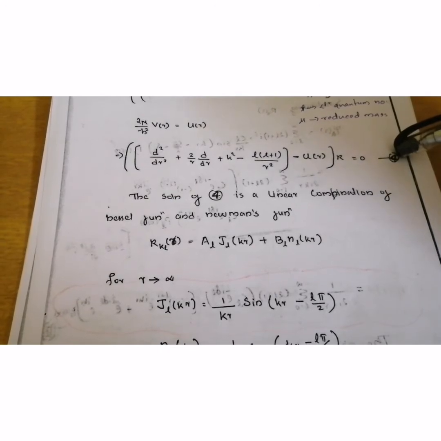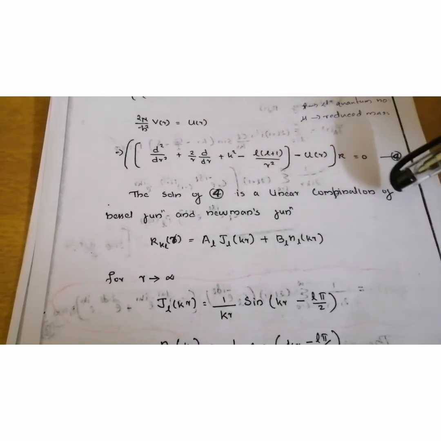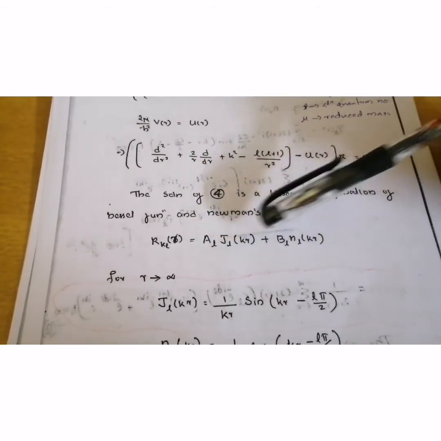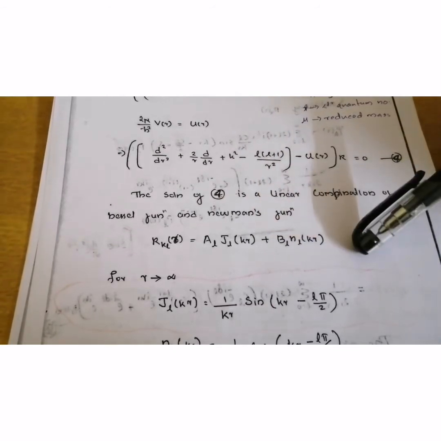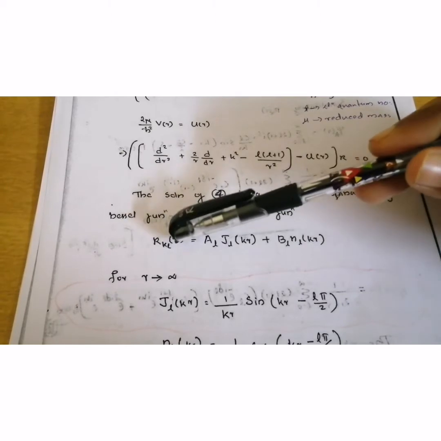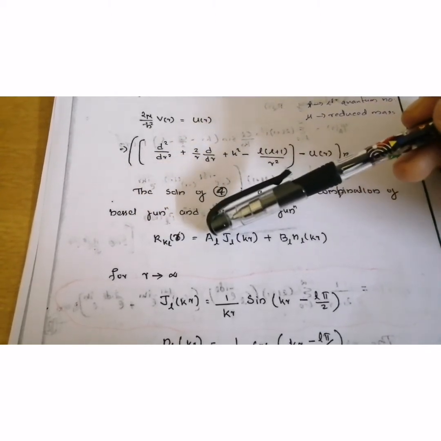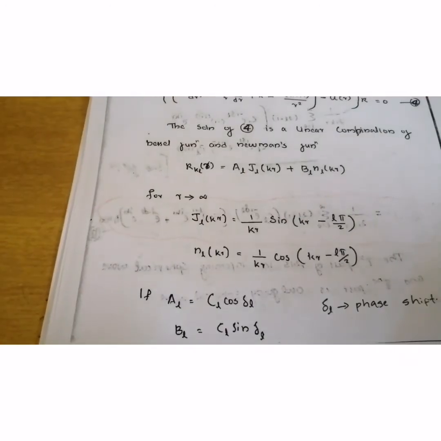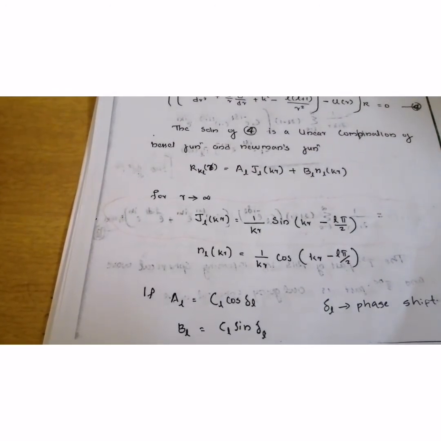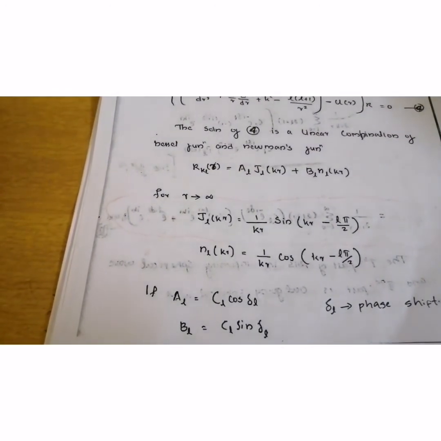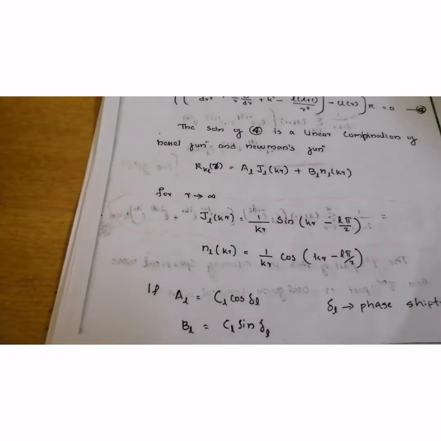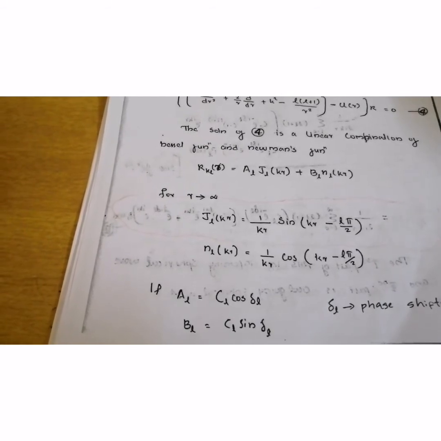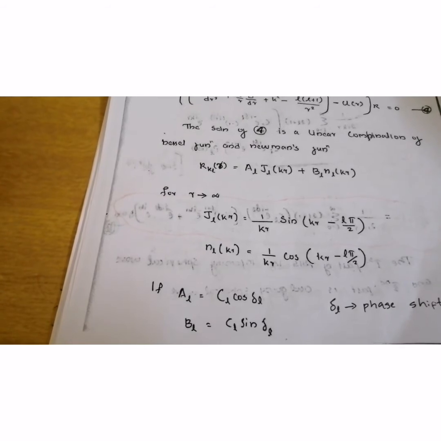Put equation number 4. The solution of equation 4 is a linear combination of the Bessel function and the Neumann function. Here the Bessel function is j_L(kr) and the Neumann function n_L(kr). So the linear combination gives R_kL(r) equal to A_L j_L(kr) plus B_L n_L(kr). So for r tends to infinity, j_L(kr), that is our Bessel function, can be written as 1/kr sin(kr − Lπ/2). And our Neumann function can be written as n_L(kr) equal to 1/kr cos(kr − Lπ/2).